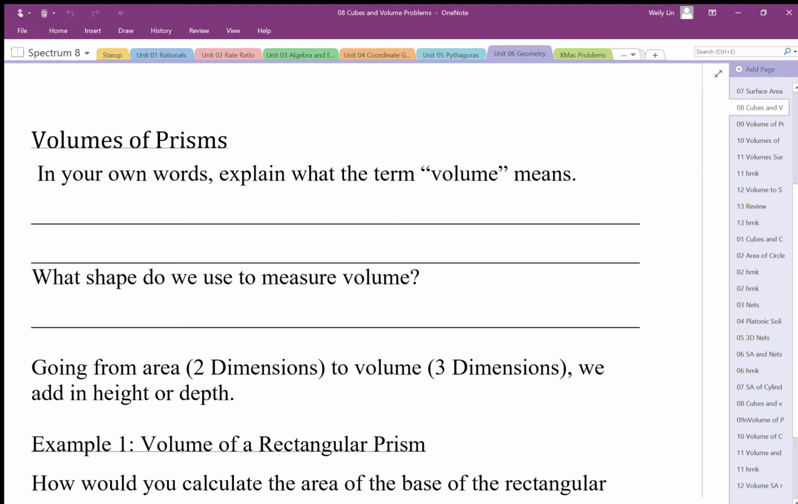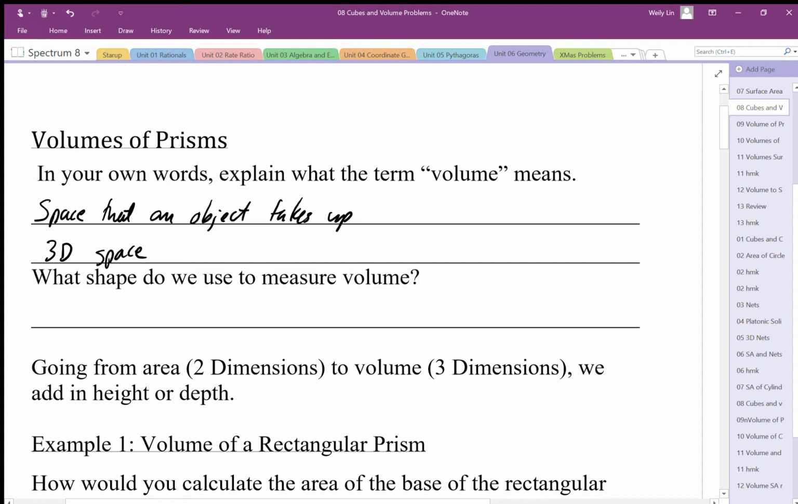So in basic words, what does volume mean? You really should come up with your own definitions for this. But some ways we can think of volume is the space that an object takes up. We can think of how much it takes to fill up a 3D space. Or we can even just say 3D space.